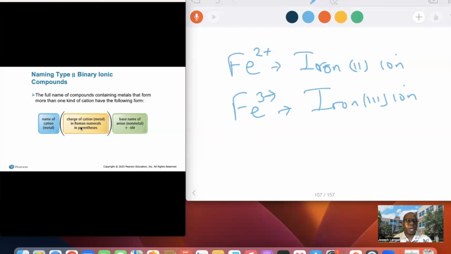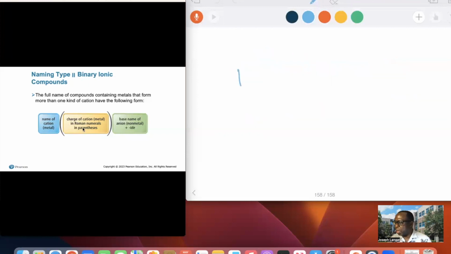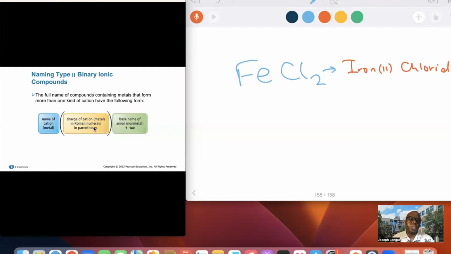This is what is meant here, so that if we have FeCl2, you name this as iron 2 chloride. This is how you name that. You name the cation first, indicating the charge on the cation using the Roman numeral, the metal right here, and then you add the ending IDE, which is indicated here.